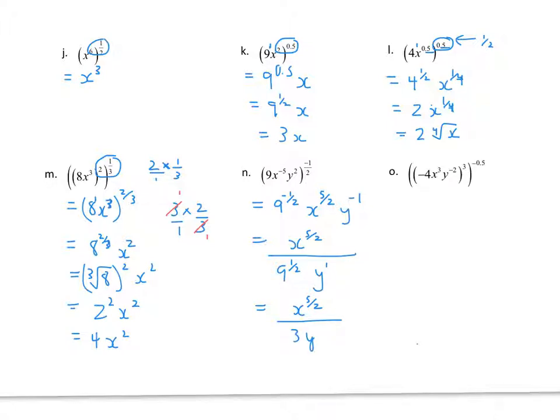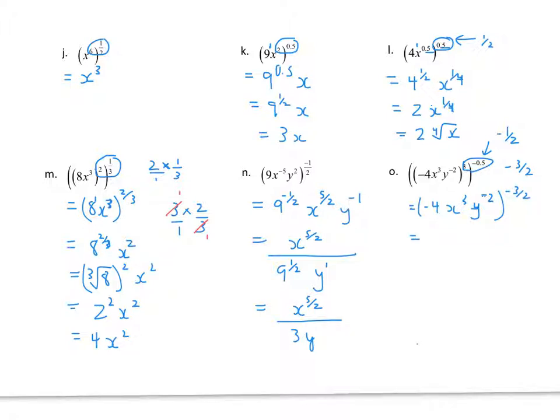All right. Part O, our last question here. So this -0.5 is the same thing as -1/2. So I'm going to think of that when I'm working with that. So I'm going to do my 3 times the -1/2, which gives me -3/2. So I have -4 x cubed y to the, oh darn it, y to the -2. Having trouble getting my stylus to cooperate with me. And then we've got a -3/2 on the outside of that.